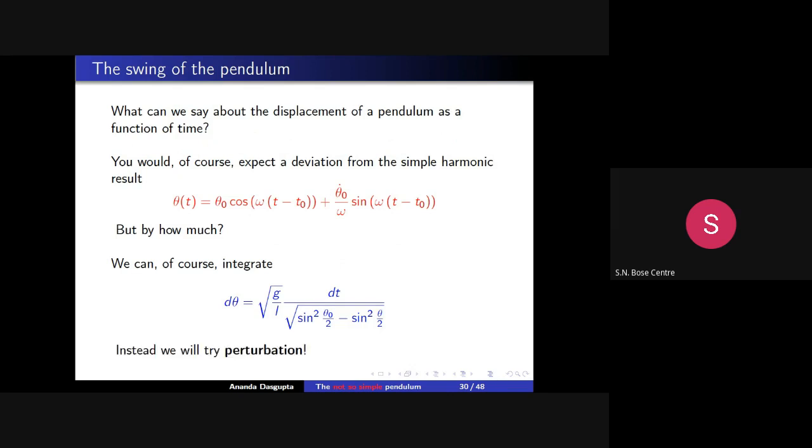But instead of doing that, we will try perturbation theory. How many of you have done perturbation theory before? Anybody? Quantum mechanics. Okay. What is the most common kind of perturbation theory in quantum mechanics? What's it called? Time independent. Yes, but there are many versions, by the way. The one you do is usually called Rayleigh-Schrodinger.